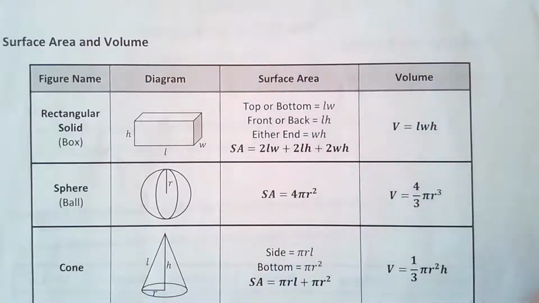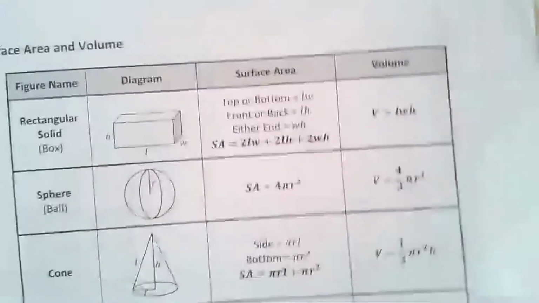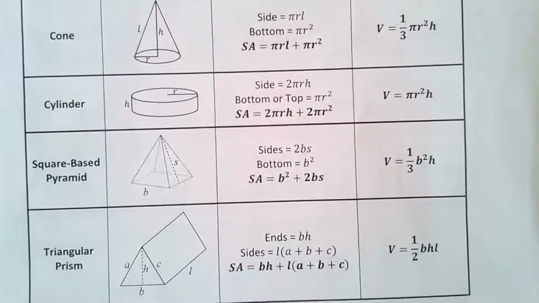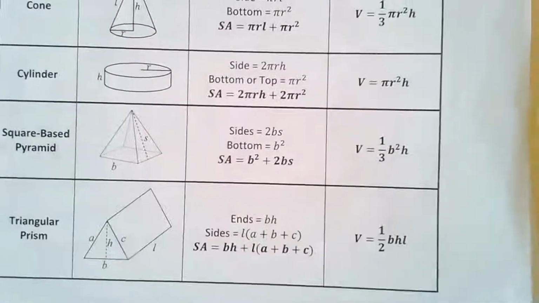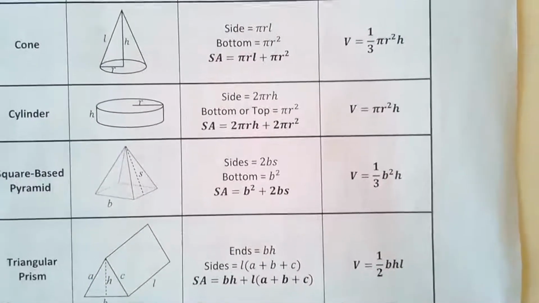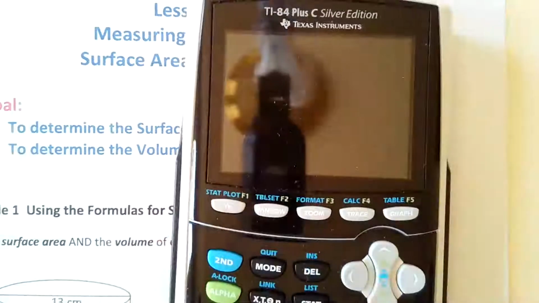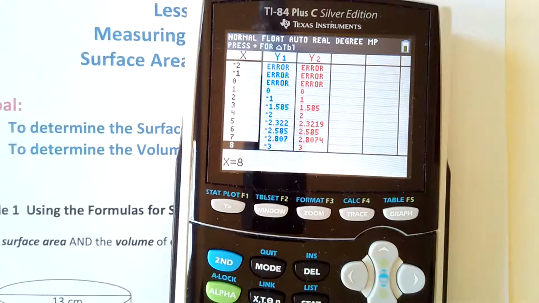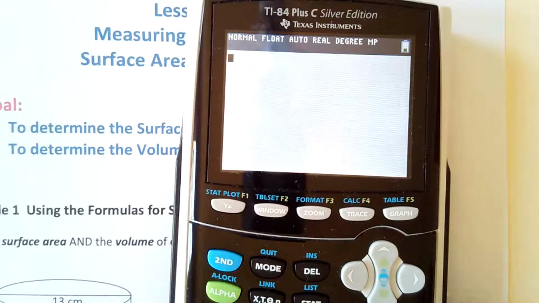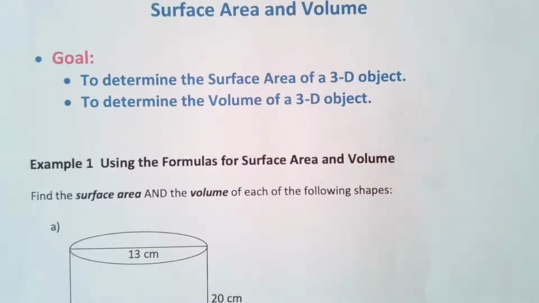So in this column, we have the figure name, the diagram, the surface area, and the volume formula. So this is the formula sheet we're referring to, although they're separate ones. This is your reference, so make sure you have it handy with you. And you'll need a good old trusty calculator to help you go along. Let me clear my calculator here. So let's go straight in.